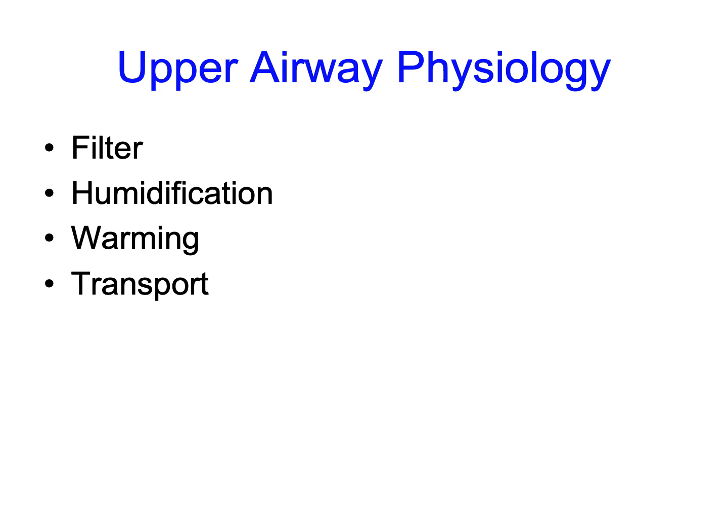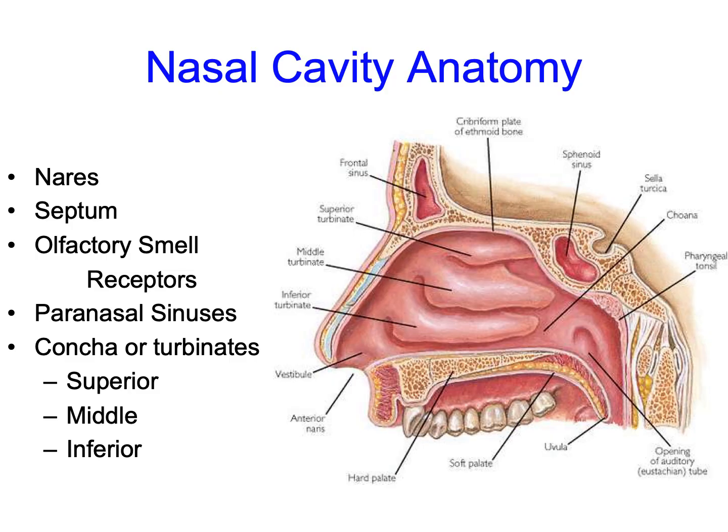All right, the upper airway is used for filtering, humidification, warming, and transport. We'll talk about those while I'm going over the actual anatomical structures. Here's a picture of your nasal cavity. The big thing I want to start off with are the nares. Remember that the airway is just an opening for oxygen, guys. That's it. It's just an opening for us to get the gas exchange in and out.